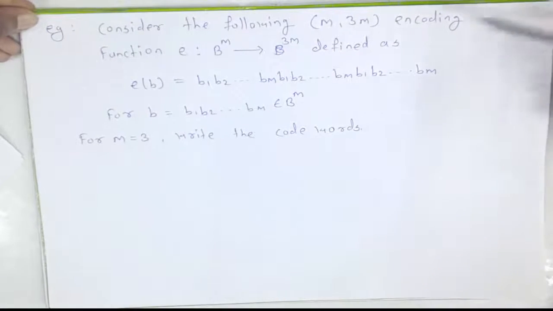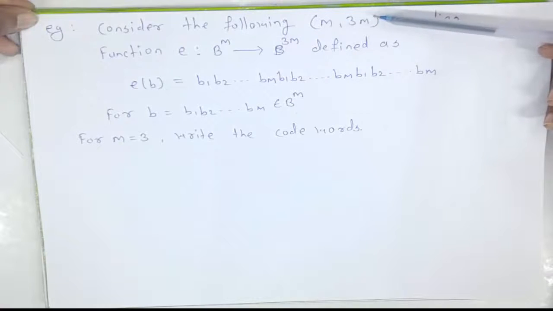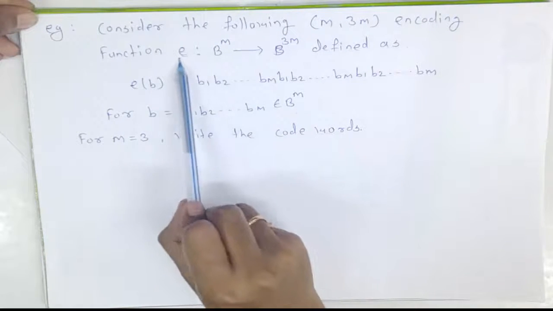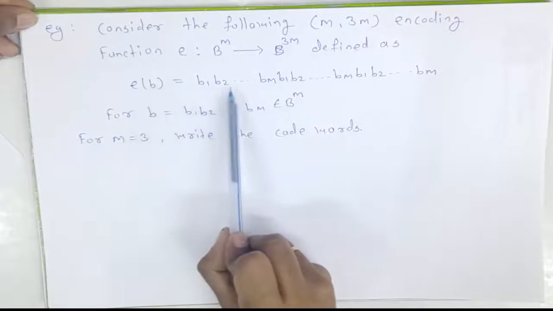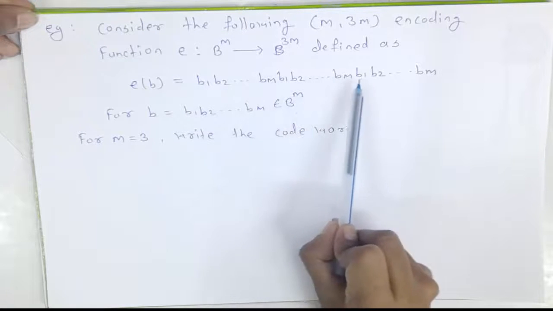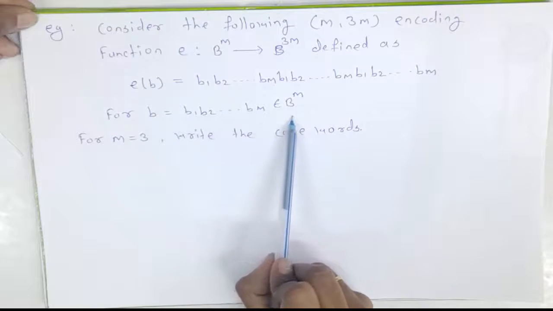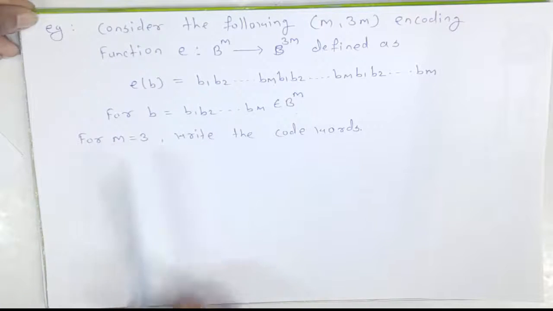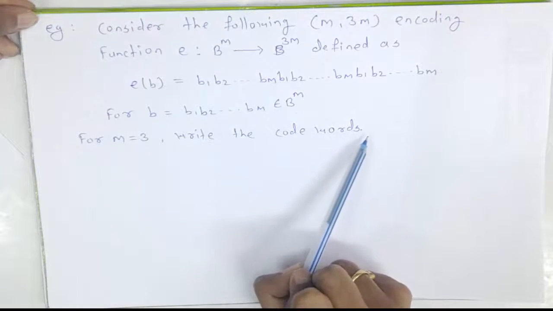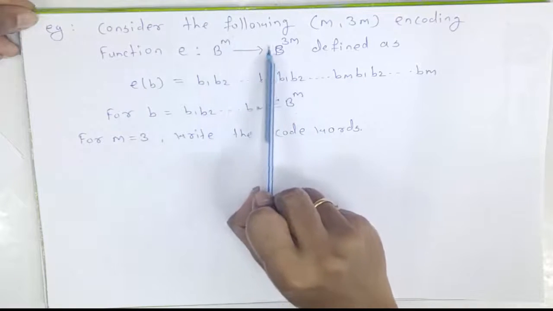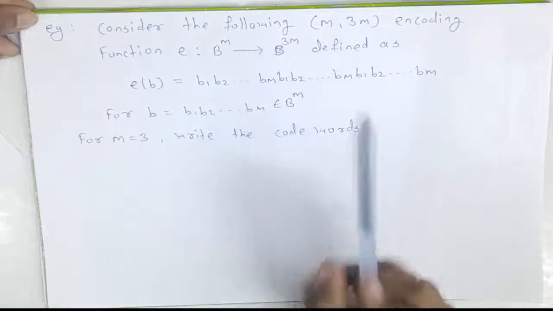So see here, the ordered pair M-3M encoding function E from B raised to M to B raised to 3M is defined as E of B equals B1, B2, B3 up to BM, repeated three times, for B equals B1 to BM belonging to B raised to M, and here the value of M equals 3. So here we want to write the code words B raised to 3 to B raised to 9, 3 into 3, 9.